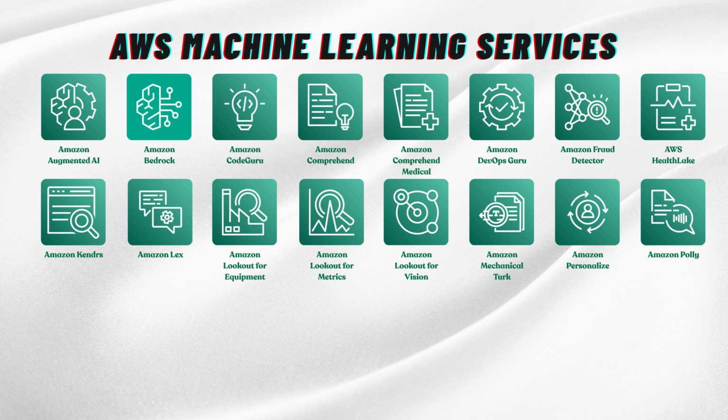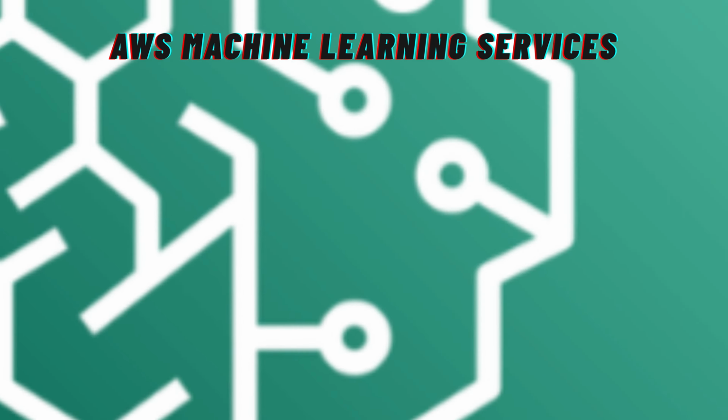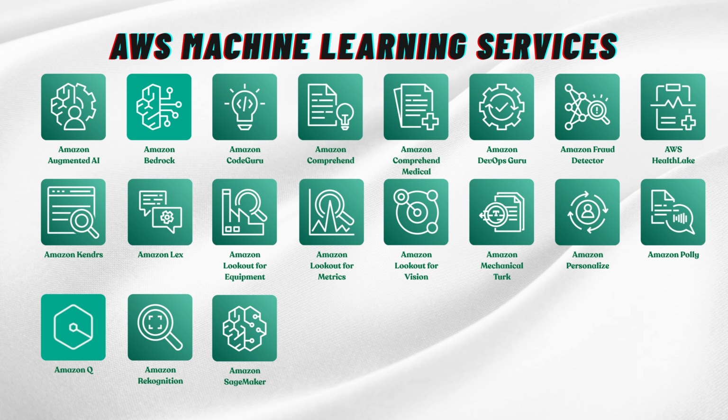Amazon Polly, turns text into lifelike speech using deep learning. Amazon Q, a generative AI-powered assistant tailored for work that can be tailored to your business. Amazon Rekognition, adds image and video analysis to your applications. Amazon SageMaker, the flagship service for building, training, and deploying ML models at scale. Amazon Textract, automatically extracts text, handwriting, and data from scanned documents.